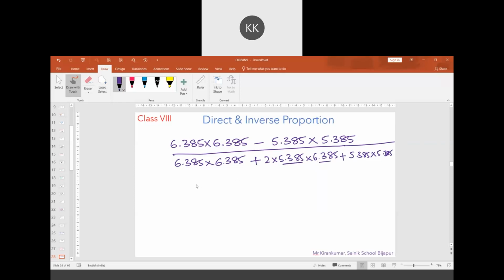Sir, a plus b whole square. Very good. A square minus b square. If I consider A as 6.385 and B as 5.385, then this question can be changed as A square minus B square divided by A plus B whole square. Correct, no?